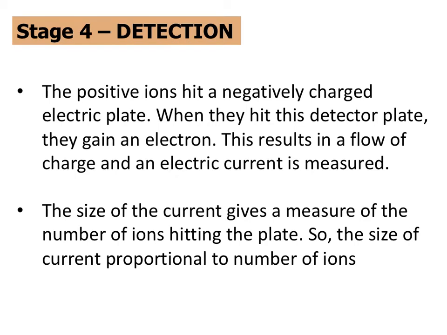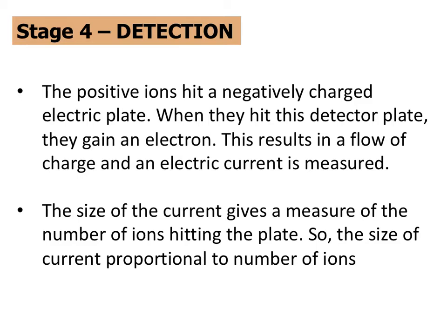So we have a positively charged ion reaching the end of the flight tube. At the end of the flight tube is a negatively charged electric plate. You can just think of it as being like there's a lot of electrons on the plate there. So when the positively charged ion hits that negatively charged electric plate, it accepts or gains an electron, and that is going to result in a flow of charge, and we know that flow of charge is what an electric current is, and we can measure that electric current.